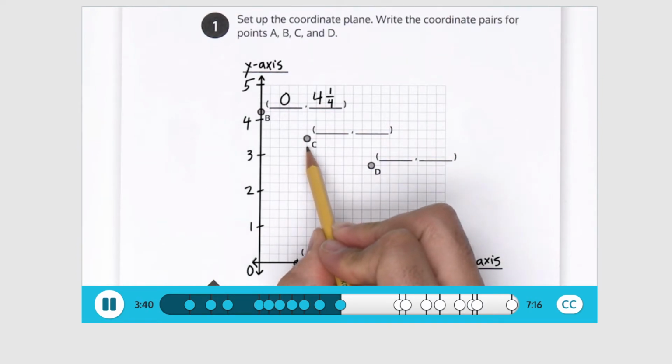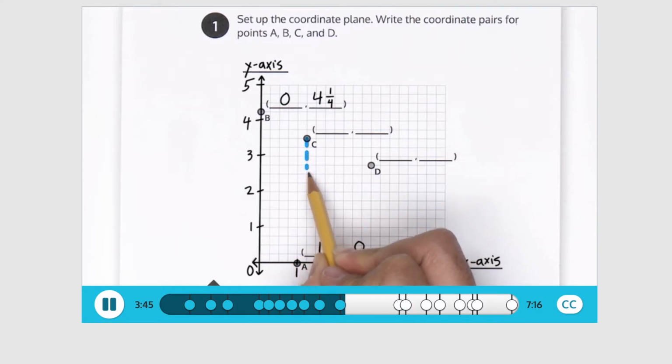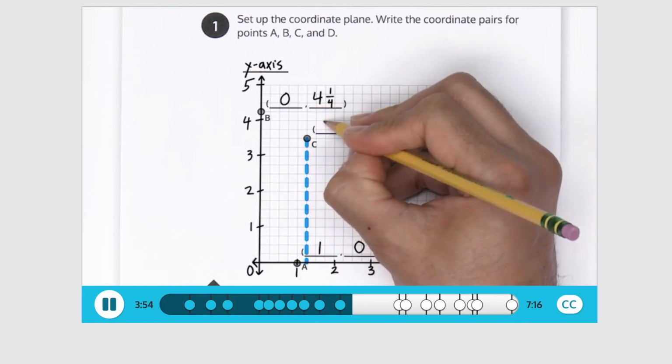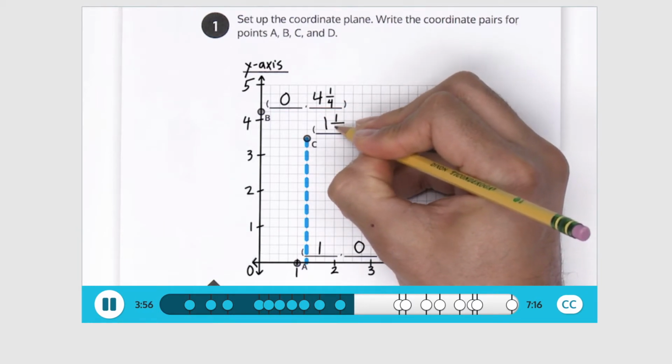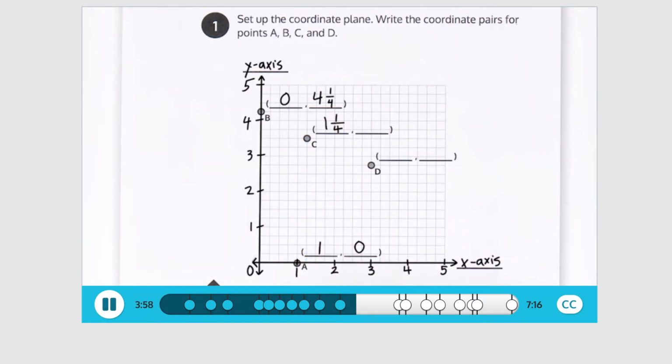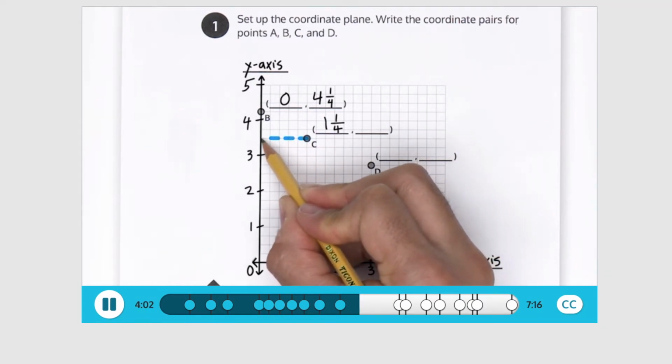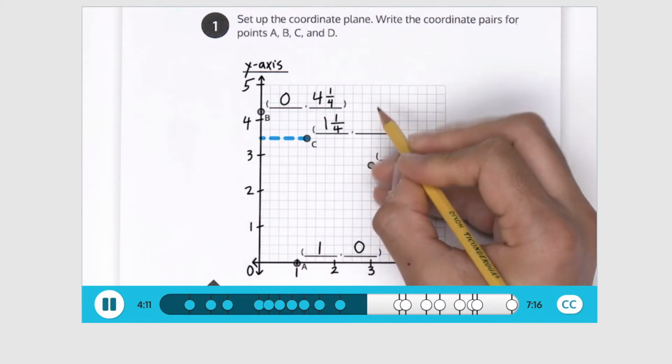Let's start with point C. If we follow the grid line down from C to the x-axis, it falls at a distance of 1 1/4 from the origin. So that's its x-coordinate. If we follow the grid line from C to the y-axis, we can see that it falls at a distance of 3 2/4, or 3 1/2 from the origin. That's its y-coordinate.